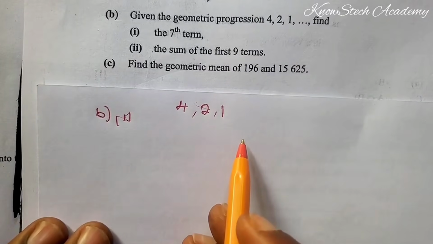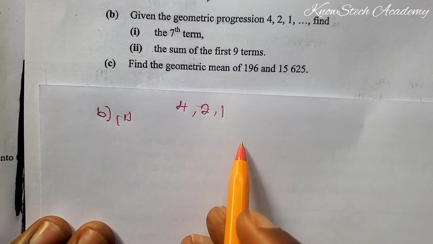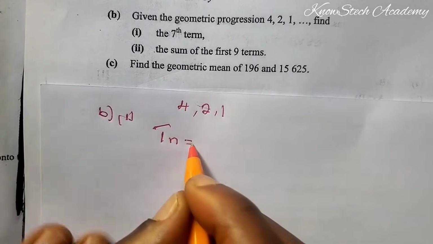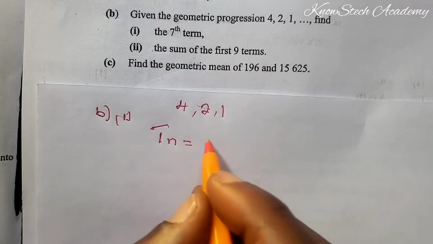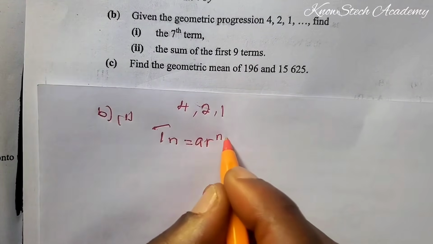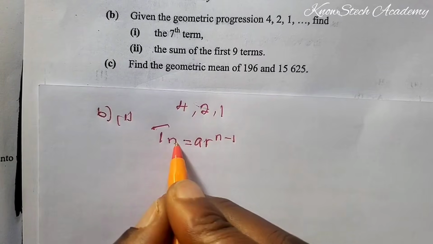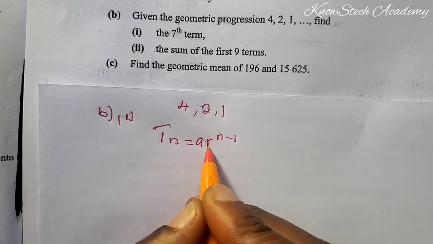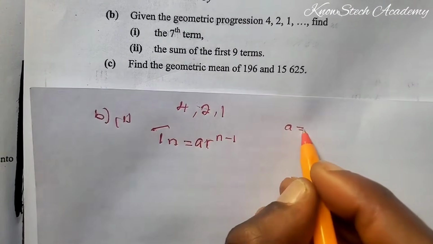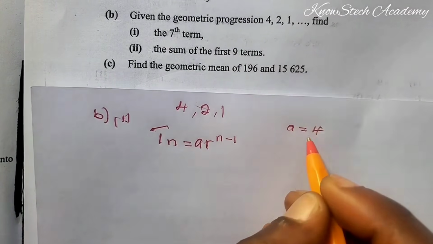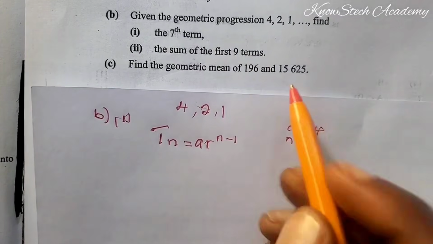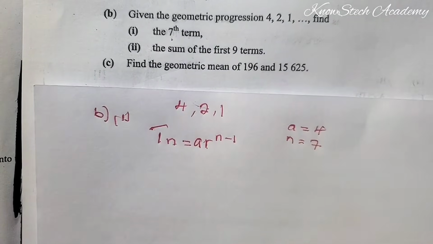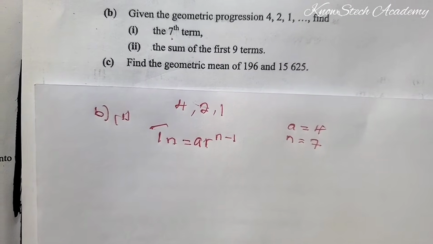Since this is a geometric progression, the nth term of a GP is given by the formula Tn equals a r to the power n minus 1. n is the number of terms, a is the first term, r is the common ratio. Now, do we know the first term? Yes, the first term is 4. Do we know n? Yes, we are told that you need to find the seventh term, so n is 7.